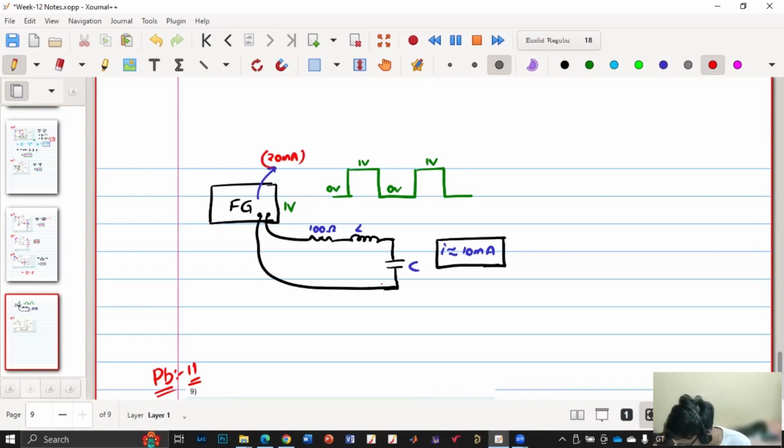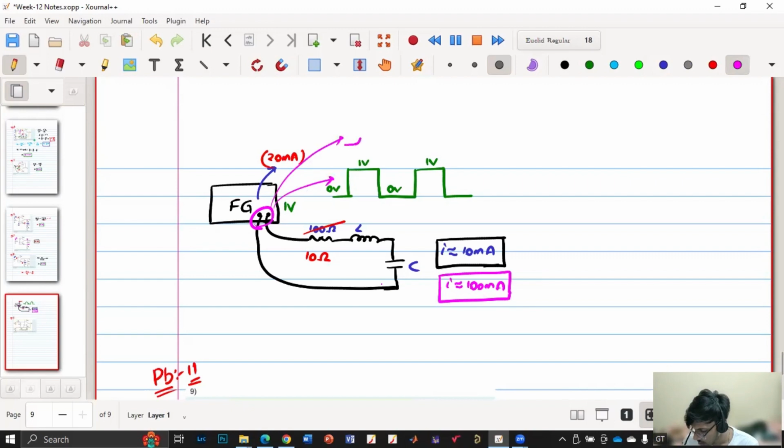Now I will change my resistor to be 10 ohms. So now the current will become 100 milliampere, right? Yes. But it can only supply 20 milliampere. So in this case, it will not be able to provide that current. So the shape is somewhat different. Instead of a square wave, it is coming like this, but it should have been like this.